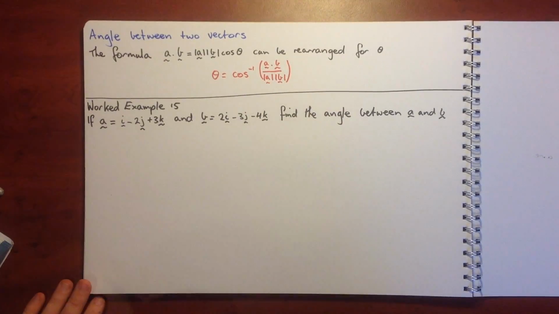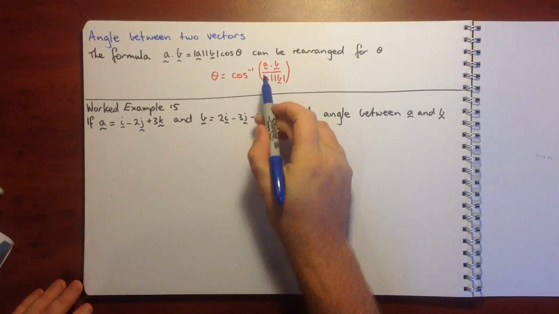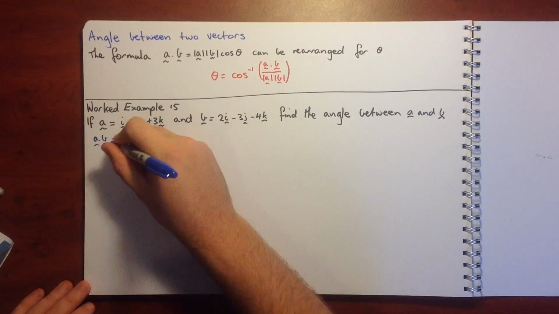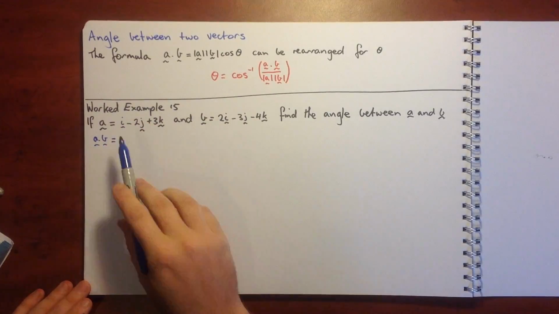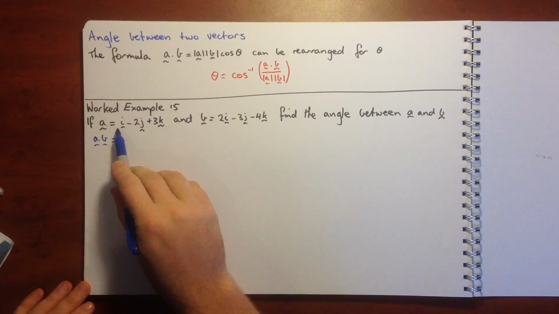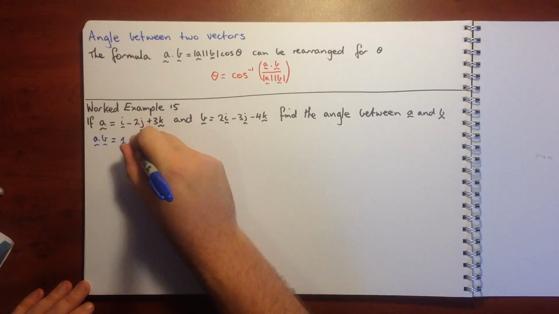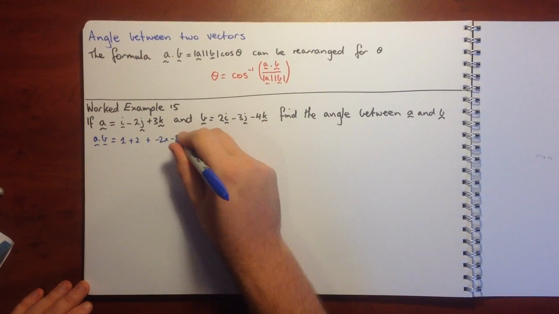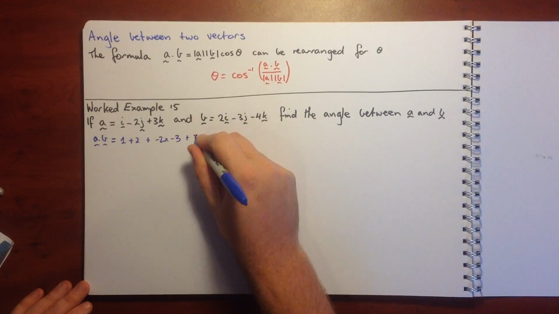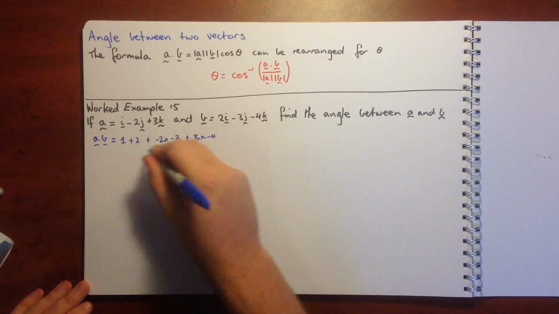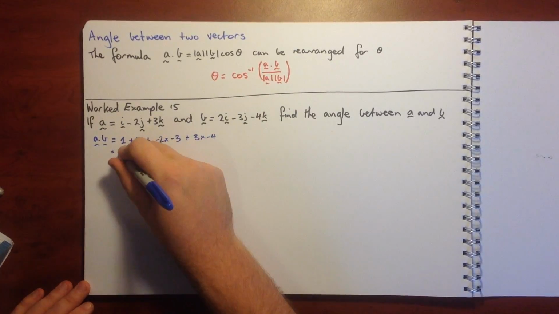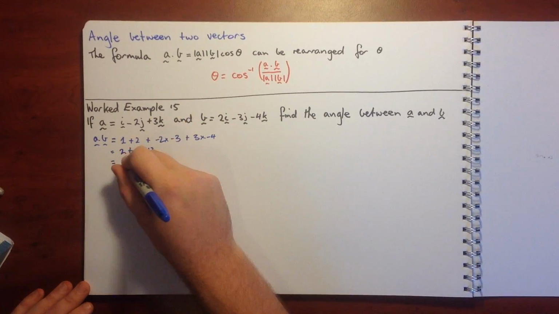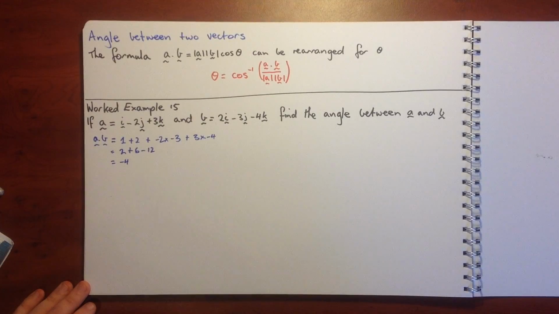Okay, but you can see there's various different things that we need to do. So to start off with, we're going to need to find a dot b. Now because we're in component form, we can again do what we've been doing. So we can say 1 times 2 plus minus 2 times minus 3 plus 3 times minus 4, which is 2 plus 6 take 12, which gives us minus 4. Okay, so we know that.